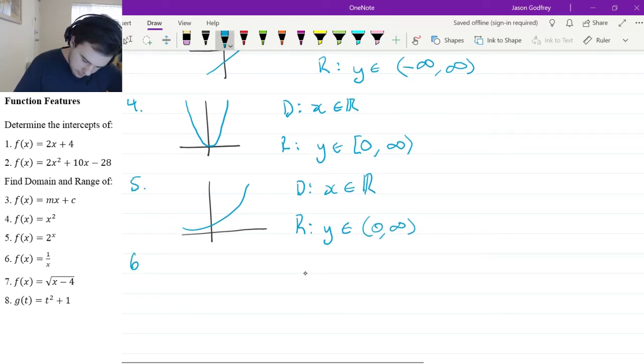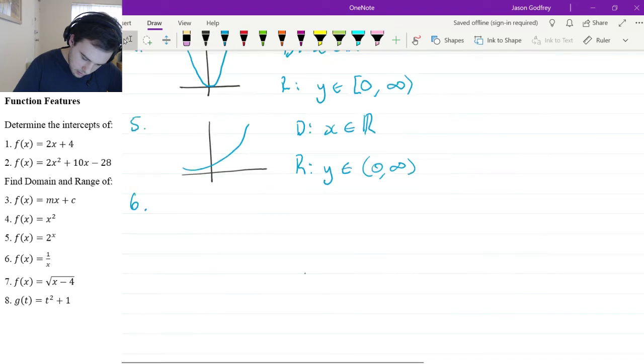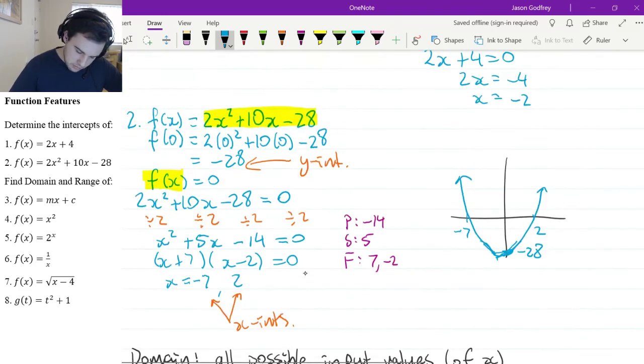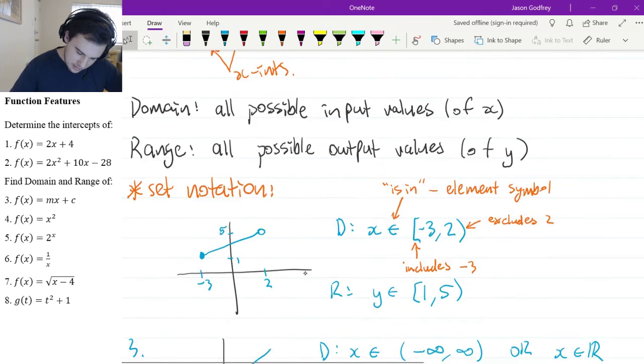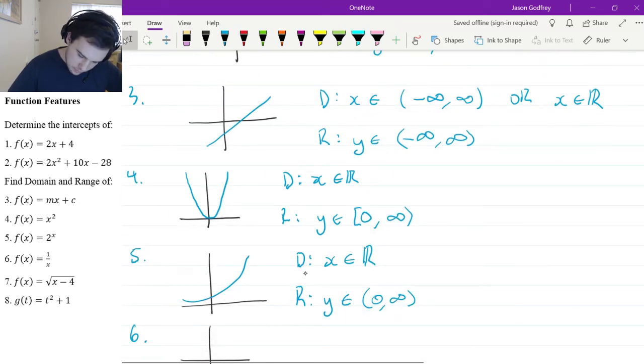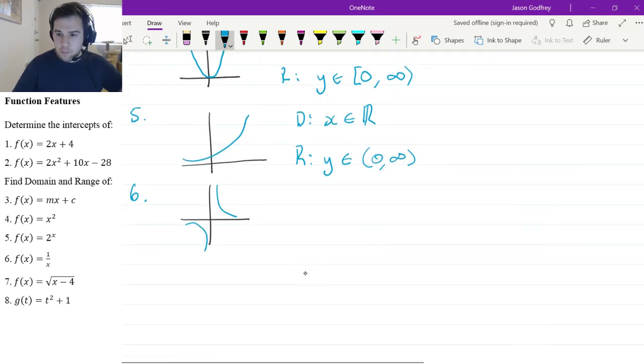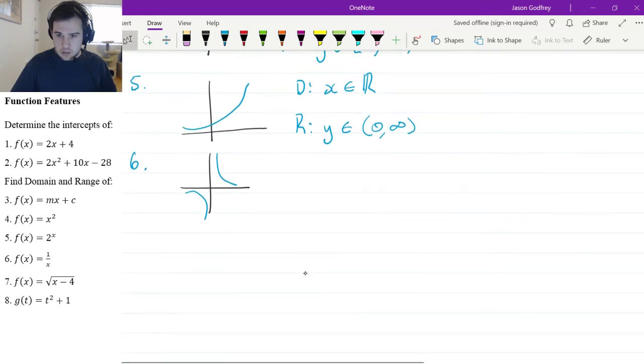Okay, 6. You may recognize this as 1 over x. When x is in the denominator, it's a hyperbola. Okay, and so a basic hyperbola, 1 over x, if you don't know, looks like that. So you can do this kind of by just analyzing and looking at the function and thinking about what numbers you can put in, or you can sketch a graph to visualize it.